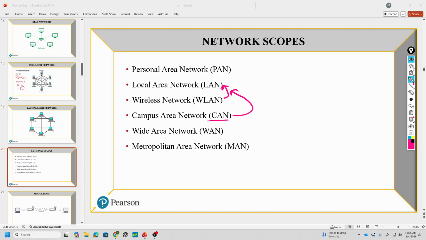Then we have the wide area network. The wide area network, the easiest way to think about this is the internet. Okay? So we have the internet, and then we also have this thing called an intranet.